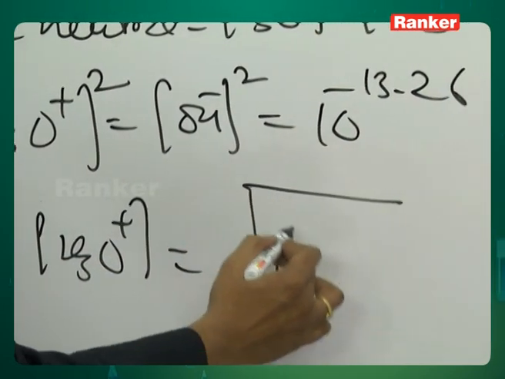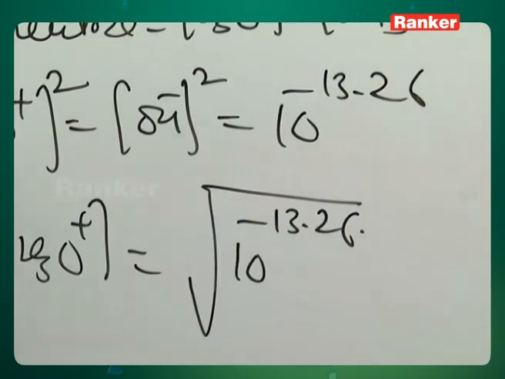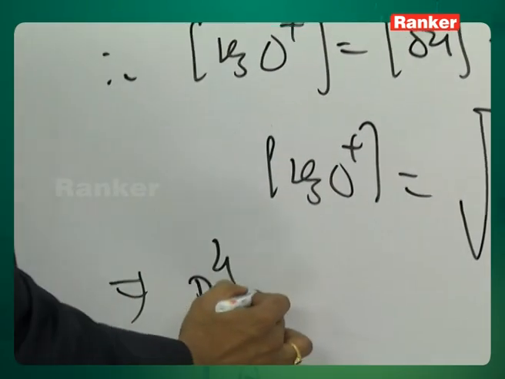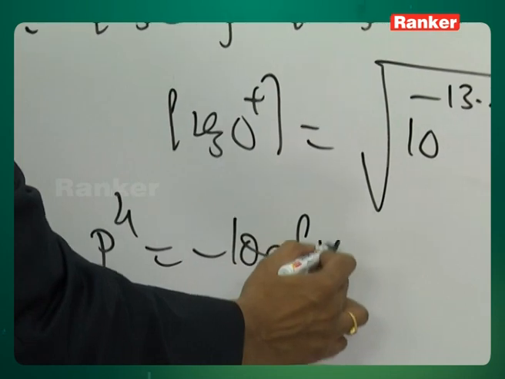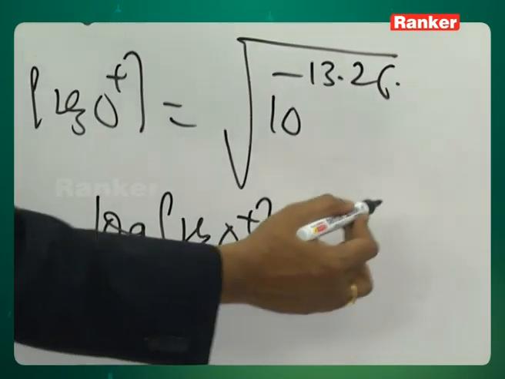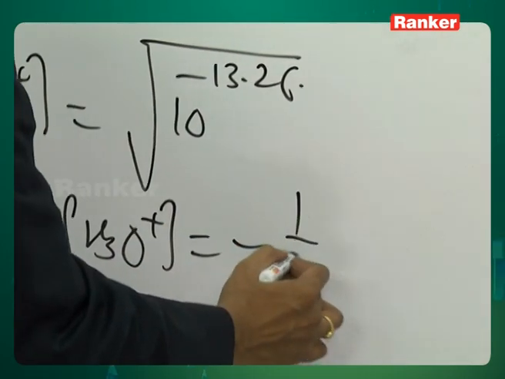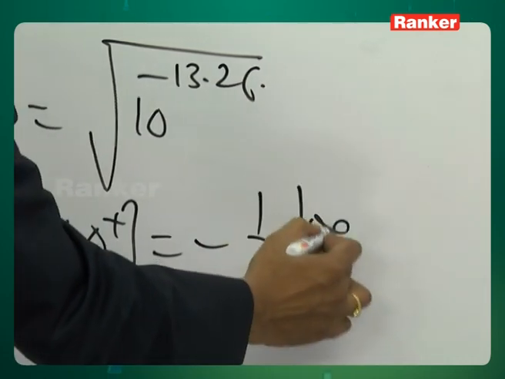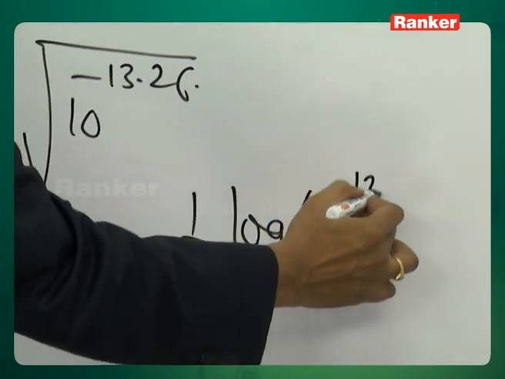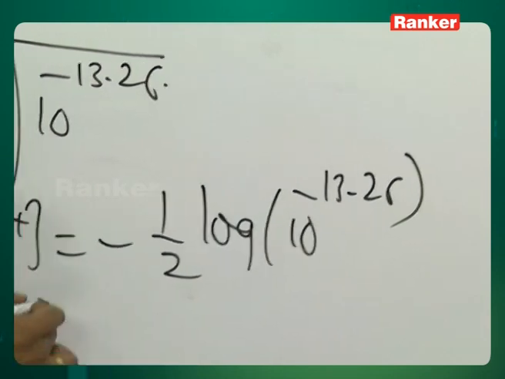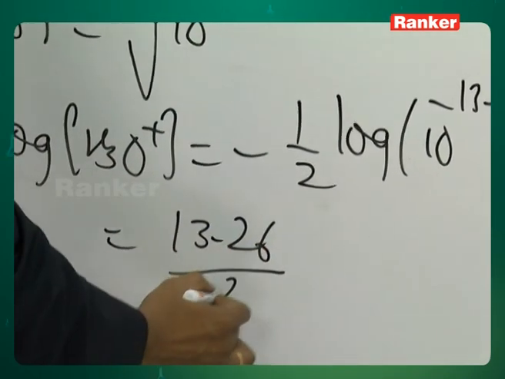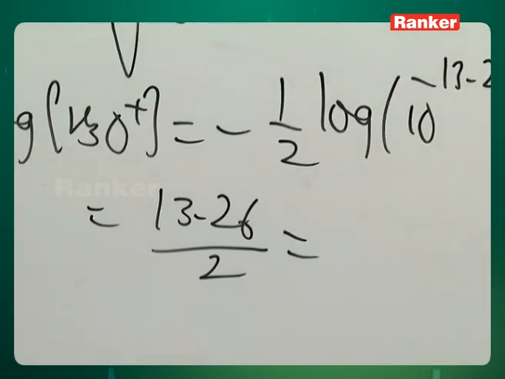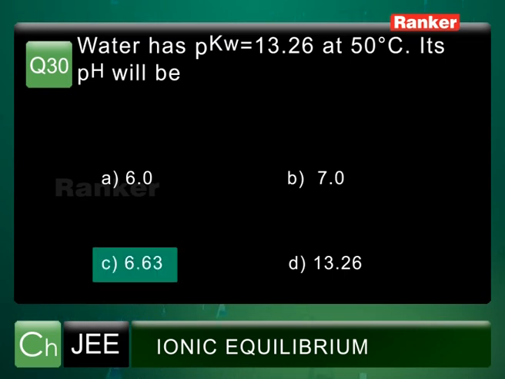Or concentration of H3O plus is equal to square root of 10 to the power minus 13.26, or the pH of this solution is minus log of concentration of H3O plus, that is minus 1 by 2 log 10 to the power minus 13.26, that is 13.26 upon 2. What I mean to say, the correct answer is option C, which is nothing but 6.63.